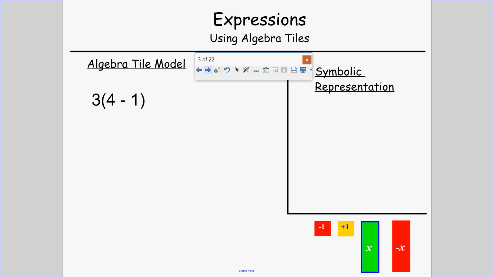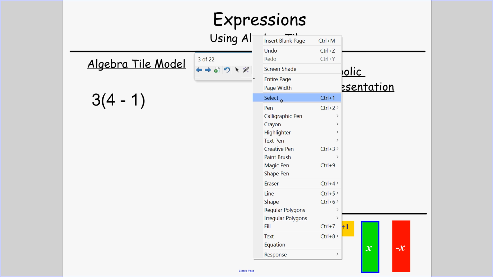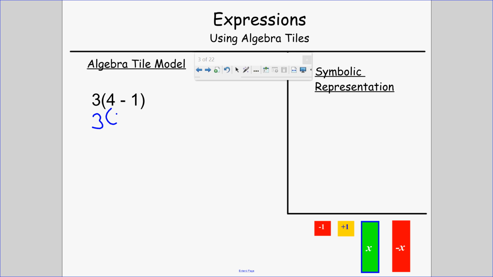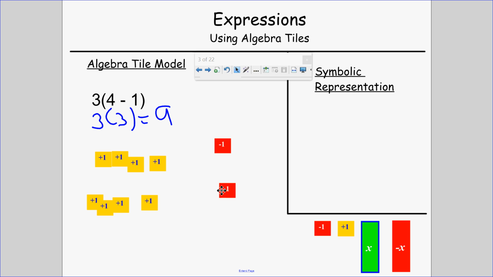Let's try another example. If I ask you to solve this, what would you say this is equivalent to? 3 groups of 3, or 9. Let's see, we use algebra tiles to help us here. We have 4, 1, 2, 3, 4, and minus 1, for each group. This has 3 groups of 4 minus 1.